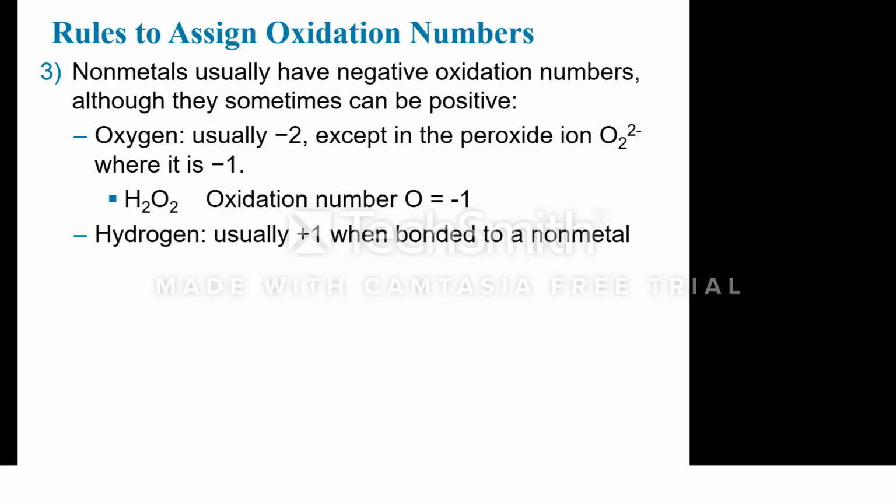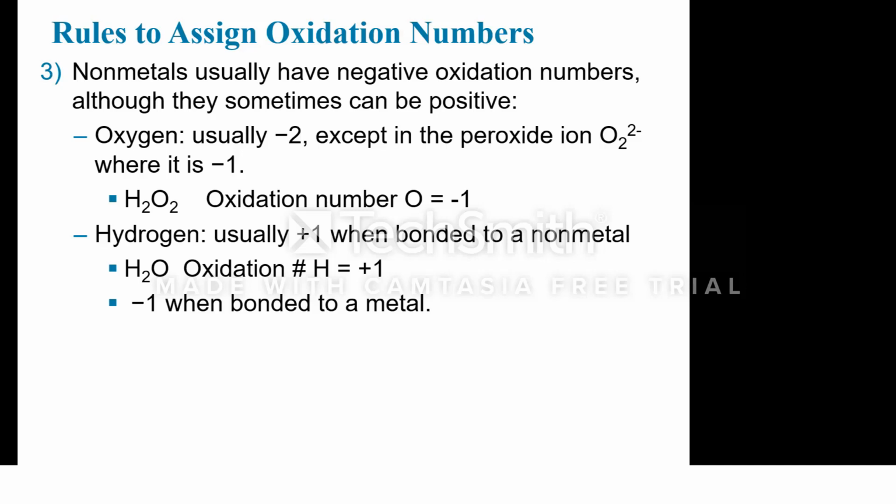Next, hydrogen. Hydrogen has a +1 oxidation number when it's bonded to a nonmetal. When hydrogen is bonded to a metal, it has an oxidation number of -1. So in water, H2O, hydrogen has a +1 oxidation number. And when hydrogen is bonded to a metal, it has a -1 oxidation number. Our example here is sodium hydride, where hydrogen has a -1 oxidation number.